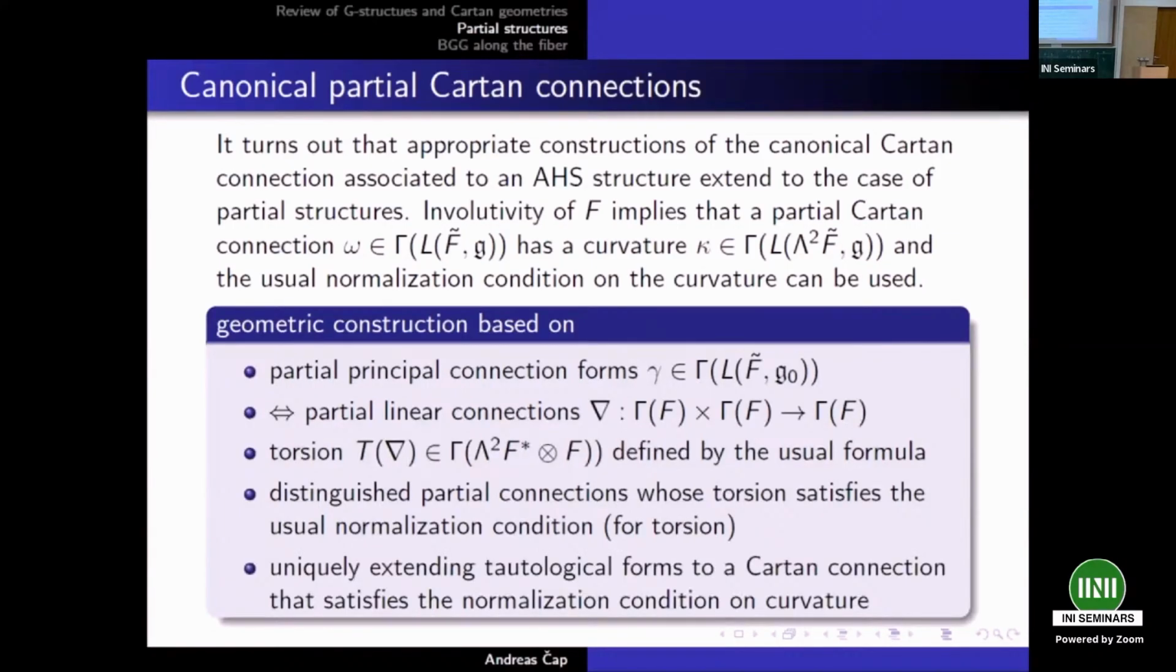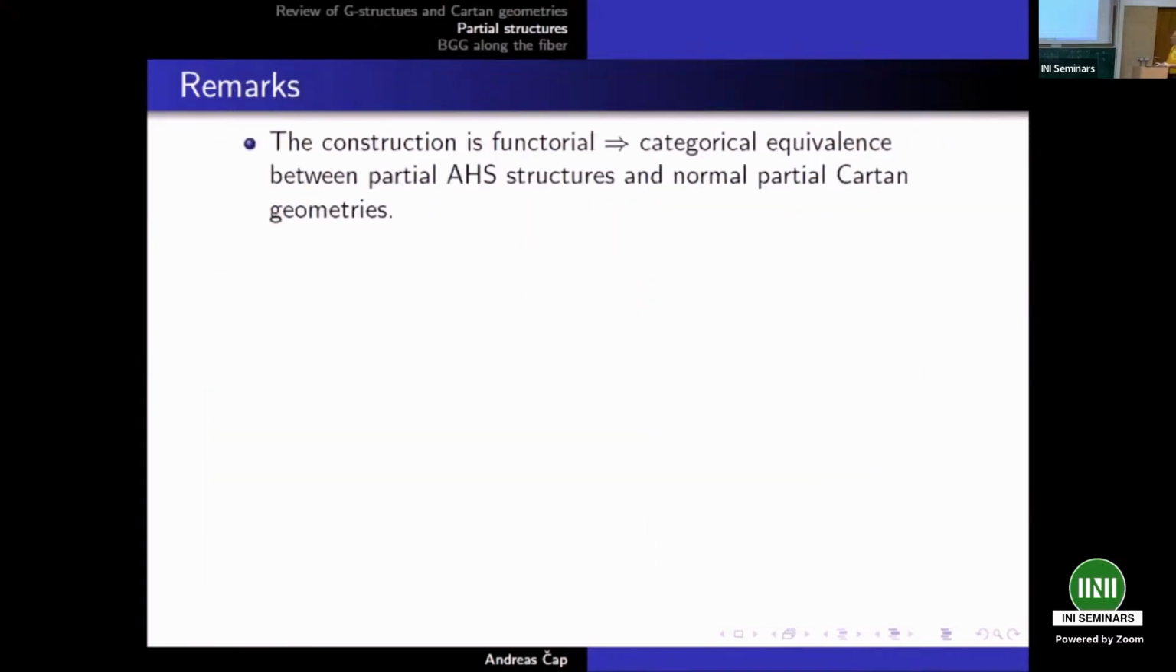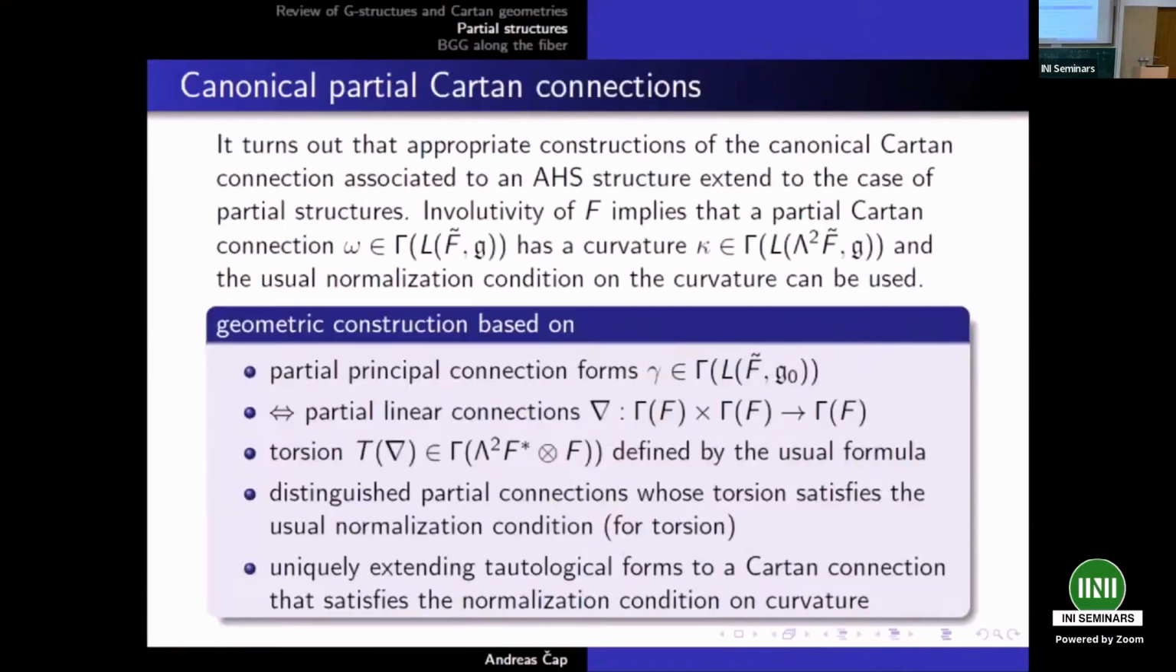You can make this into a principal bundle with the right group. And all the computations can be used from the standard construction, more or less. And then you again have tautological forms, and you uniquely extend them to a Cartan connection that satisfies the normalization condition in the curvature. So the equivalence goes through.